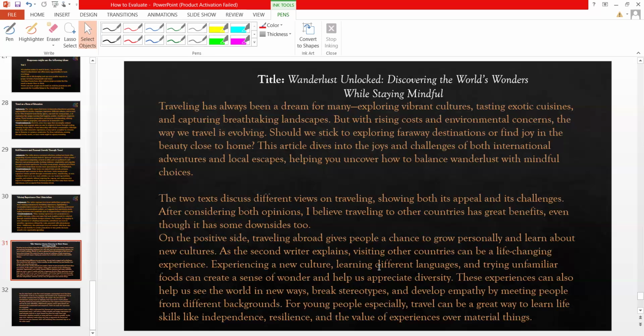As the second writer explains, visiting other countries can be a life changing experience. Experiencing a new culture, learning different languages, and trying unfamiliar food can create a sense of wonder and help us appreciate diversity. These experiences can also help us see the world in new ways, break stereotypes, and develop empathy by meeting people from different backgrounds. For young people, especially, travel can be a great way to learn life skills like independence, resilience, and the value of experiences over material things.